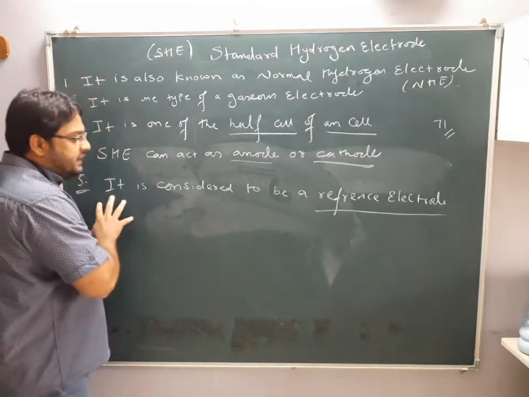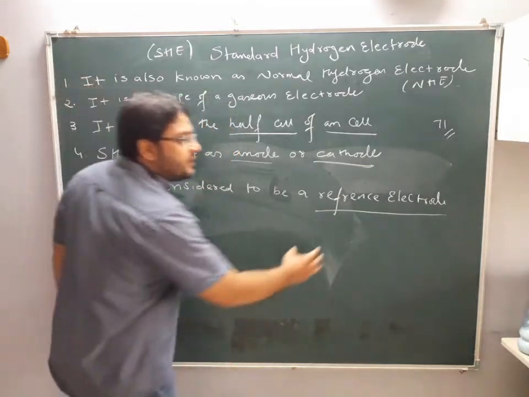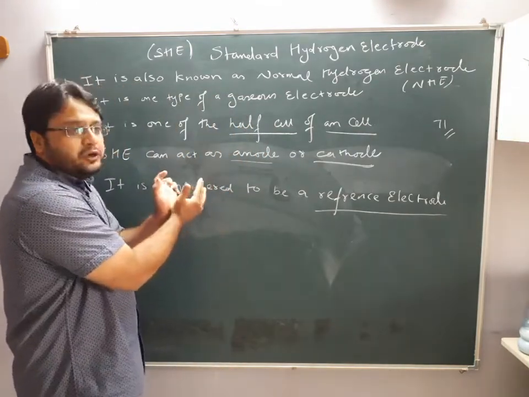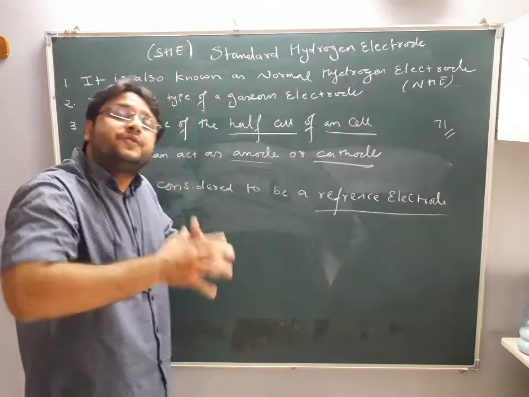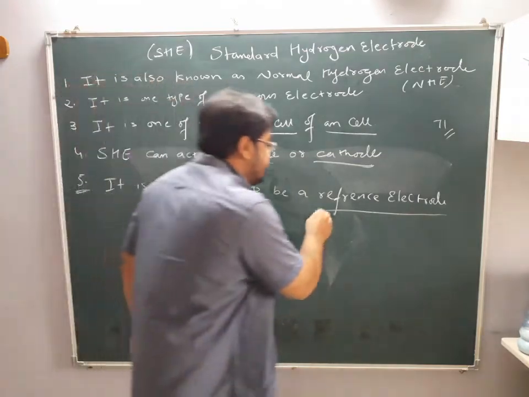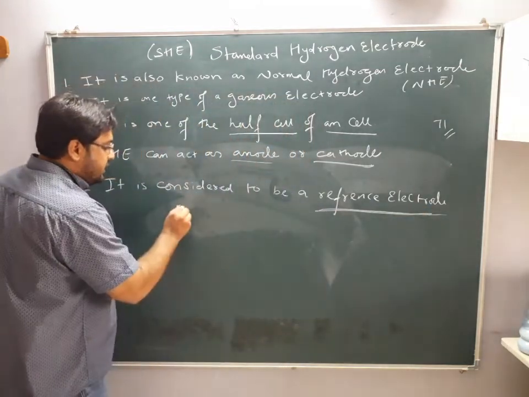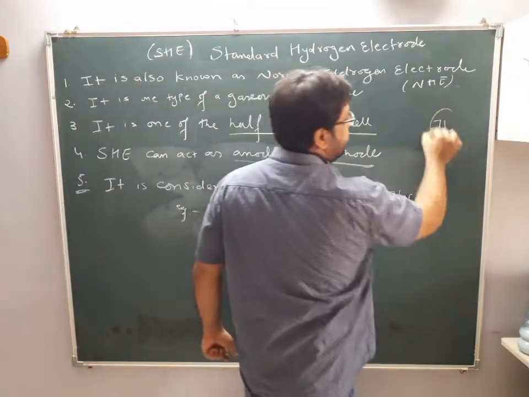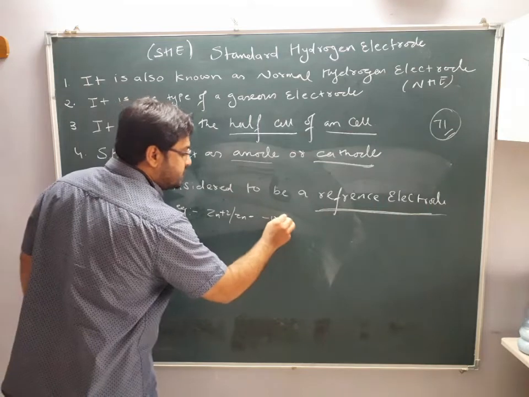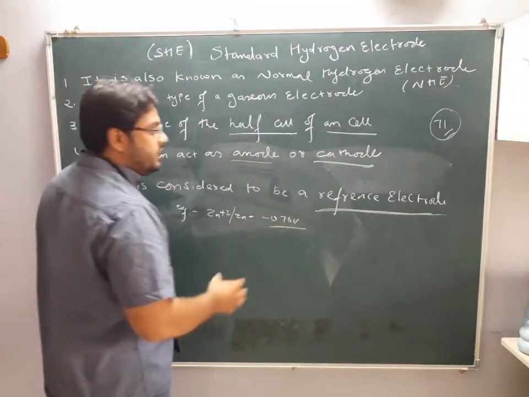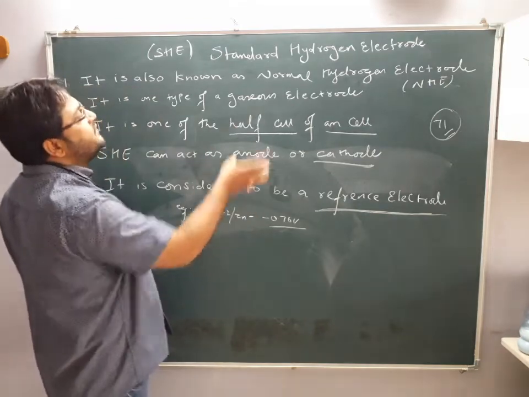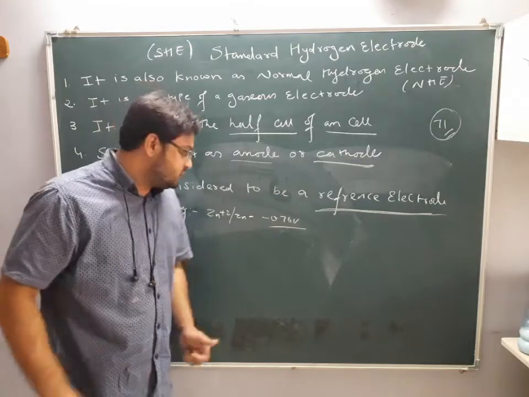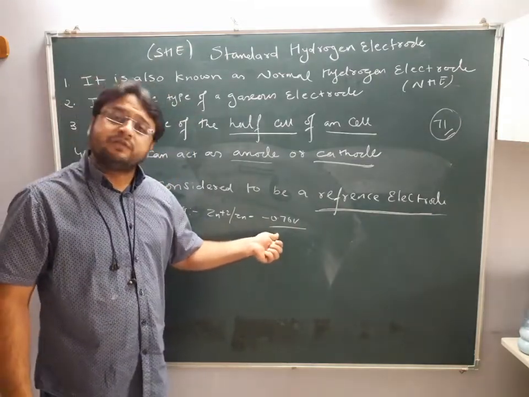So you remember, it is considered to be a reference electrode. Reference electrode means that by using this standard hydrogen electrode, we obtain other electrode potential values. That's why I am saying reference electrode. For example, zinc reduction potential value, you can check at your NCERT page number 71. Zinc value is probably minus 0.76 volt. What have we done? We have taken one half cell as zinc, another half cell as a standard hydrogen electrode. We have combined them, made a cell, and got the value for zinc as minus 0.76. How we got it, we will see.